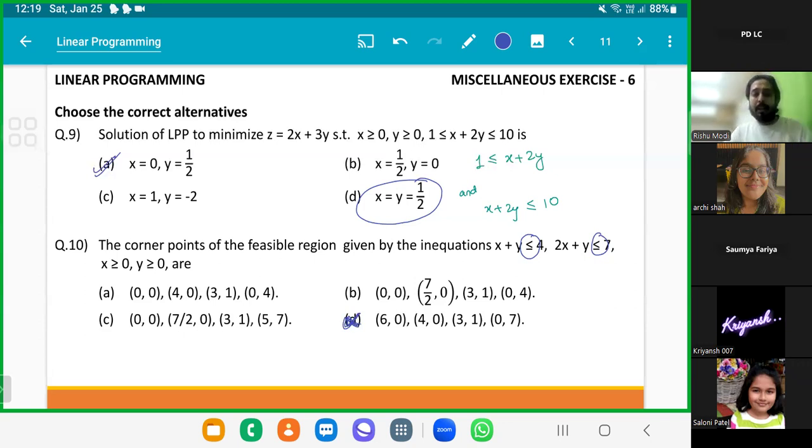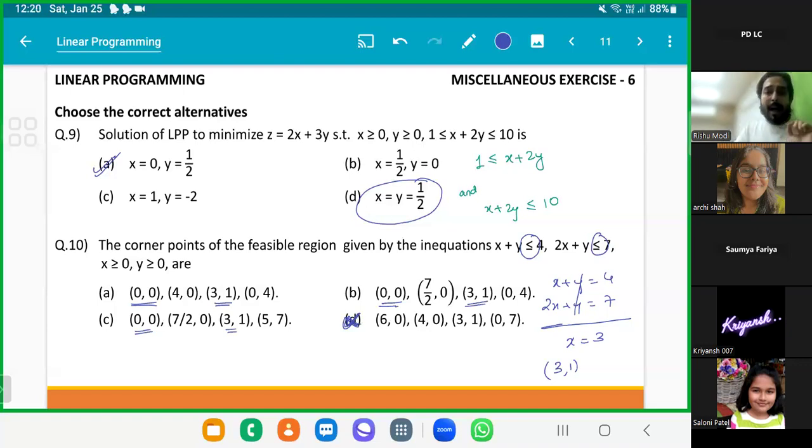I will be solving the equations simultaneously. Quickly, x plus y equal to 4, 2x plus y equal to 7. Subtracting this, I will get x is equal to 3. And if I substitute 3 in this, then the y term will come as 1. So 3 comma 1. I should have 3 comma 1 everywhere, and I can see 3 comma 1 everywhere. So simultaneously also sorted.